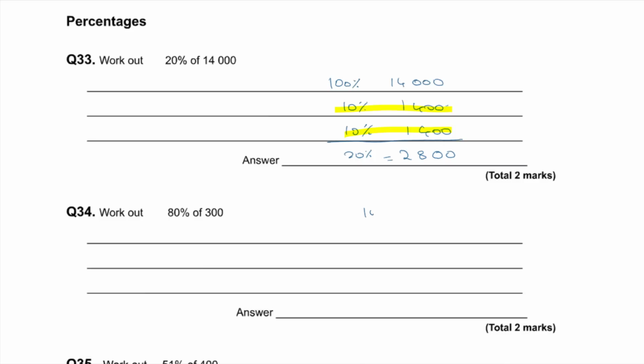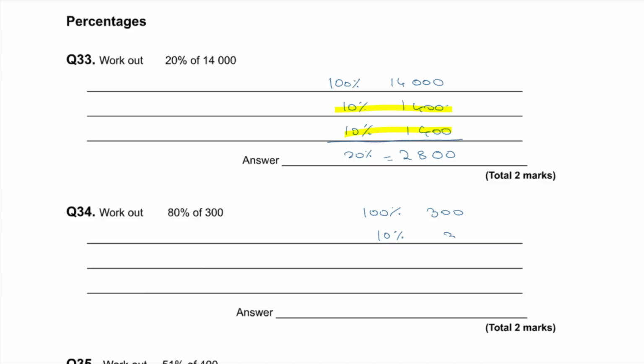I'm going to do something similar here for working out 80% of 300. I'm going to start off with the fact that 100% is equal to 300. Now to find 80%, there are different ways of doing it. I could find 20% and subtract it from 100%. I think that might be the easiest way. Or I could do 50%, 10%, 10%, 10%. Okay, either way is fine, but I think finding 10% and deducting it twice from 300 might be the easiest way.